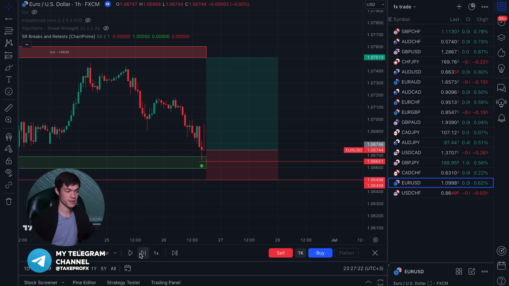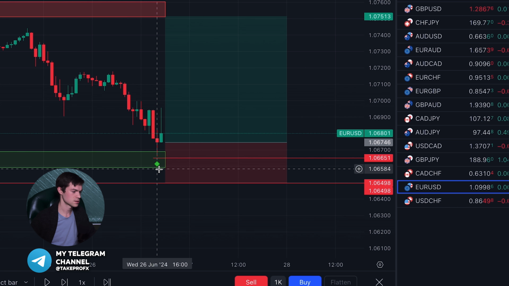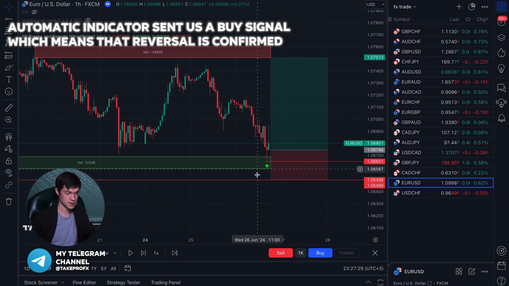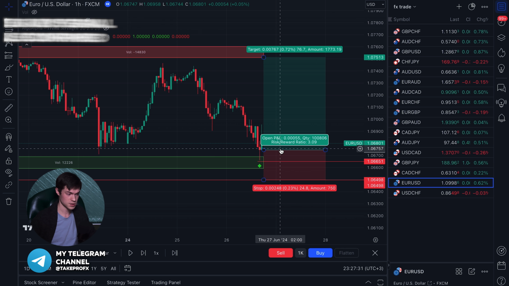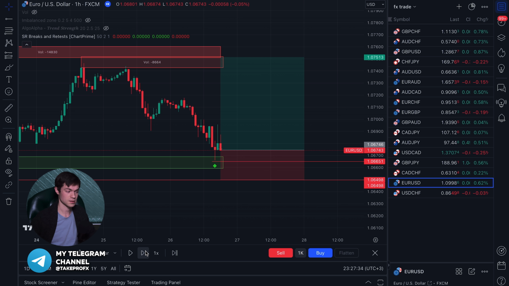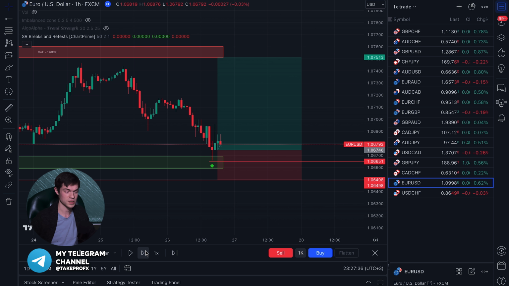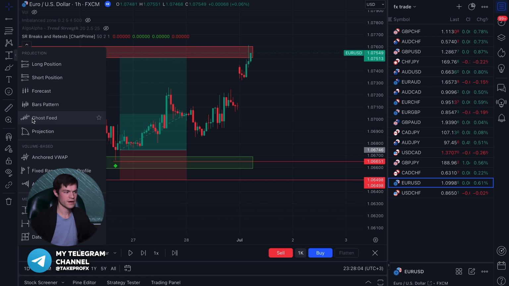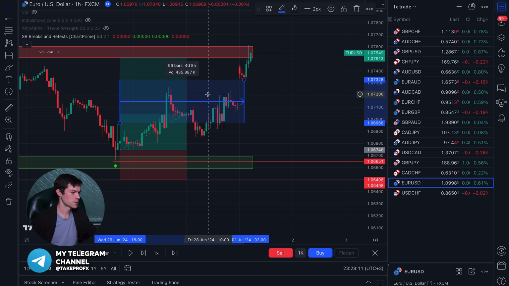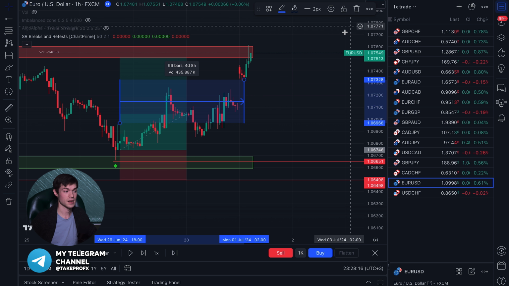So now let's look at the result we could get with this trade. By the way, the automatic indicator sent us a buy signal, which means that the reversal is confirmed, and it adds some confidence that the trade will reach our goal. That's all. So we have about 4 days from the movement of opening to the moment of closing the position. This is an hour time frame and it is quite a confident, good trade.